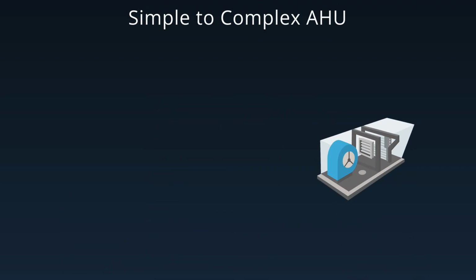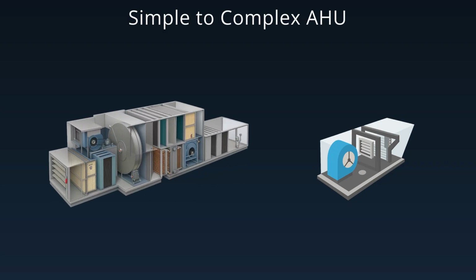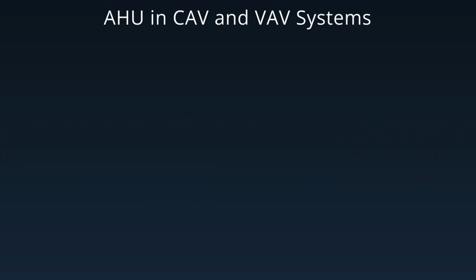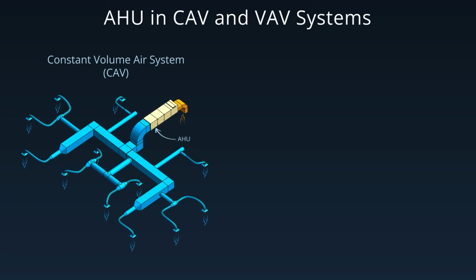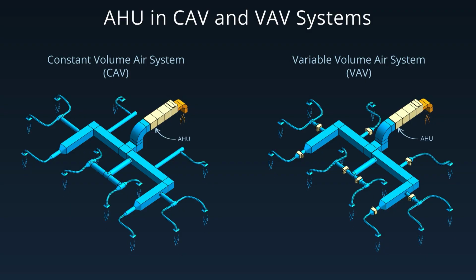AHUs range in complexity from simple units with just an intake, damper, and fan to complex custom systems with over 10 sections. AHUs can serve constant air volume systems where supply airflow stays constant, and also variable air volume systems where supply airflow changes based on load using terminal boxes to maintain comfort and ventilation.